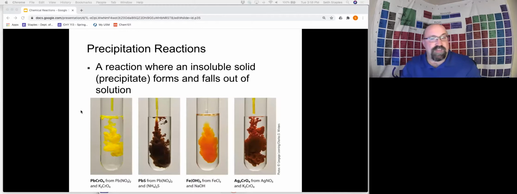And here's just a few different examples of some precipitates forming. We have some lead chromate, which forms from the combination of lead nitrate and potassium chromate. Some lead sulfide, if we mix together lead nitrate and ammonium sulfide. Some iron(III) hydroxide, mixing together some iron(III) chloride and sodium hydroxide. And then some silver chromate from silver nitrate and potassium chromate. If you mix these together, you see this solid start to form, and the solid is a different color, and we can actually visualize that in these examples.